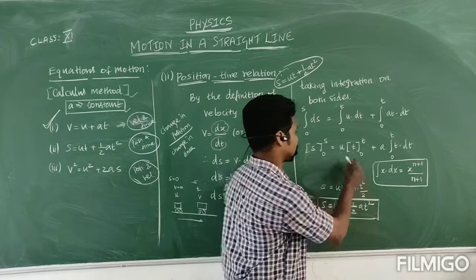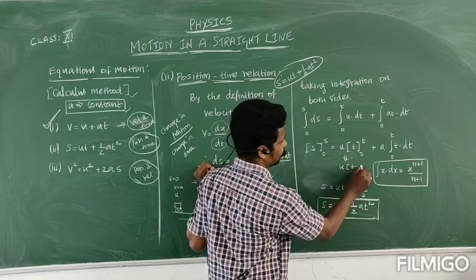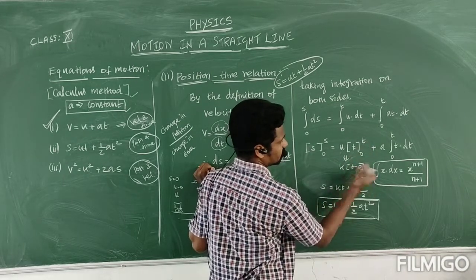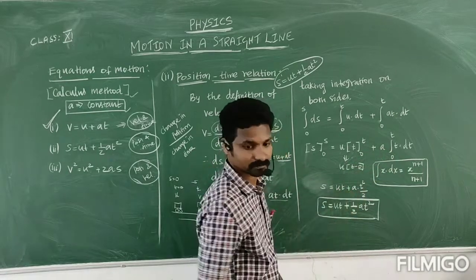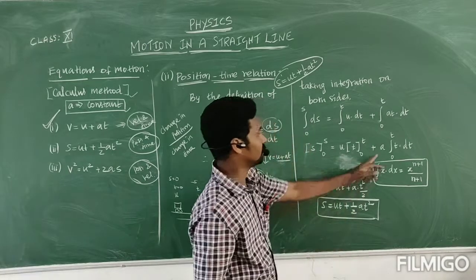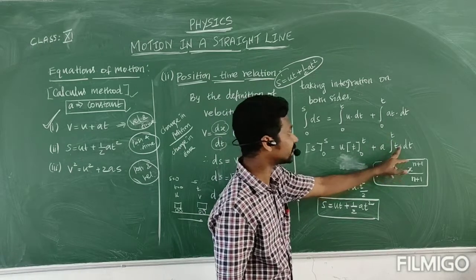So write one more step here: u into t minus 0. Upper limit minus lower limit. So 0 no need to write, the remaining is ut only. So write ut. Right. And then the next one. Here the acceleration is constant, the remaining integral is t into dt.